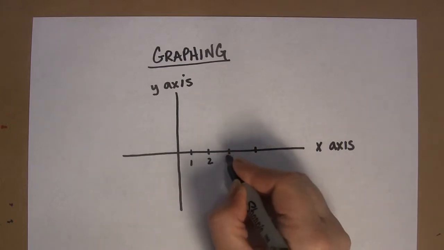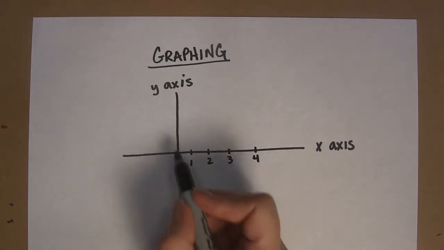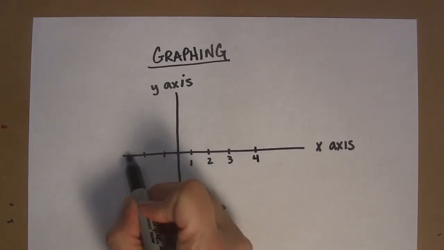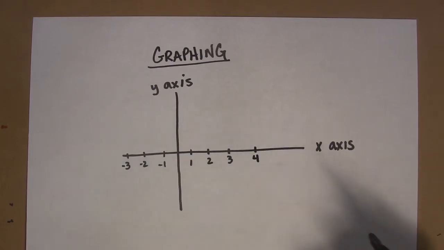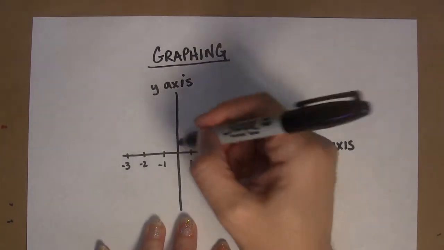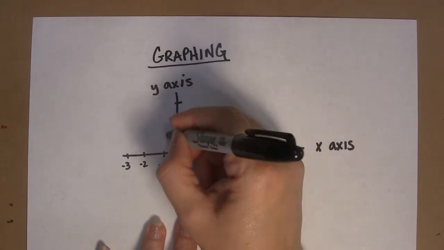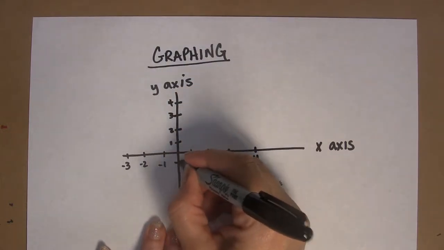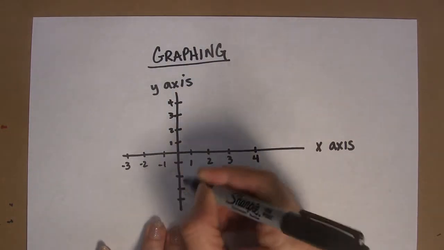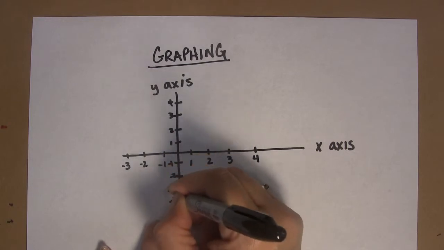1, 2, 3, 4. This would be 0. And then over here we would have our negative numbers: -1, -2, -3. Similarly, on the y-axis we have 1, 2, 3, 4. And down here we have our negative numbers: -1, -2, -3, and -4.